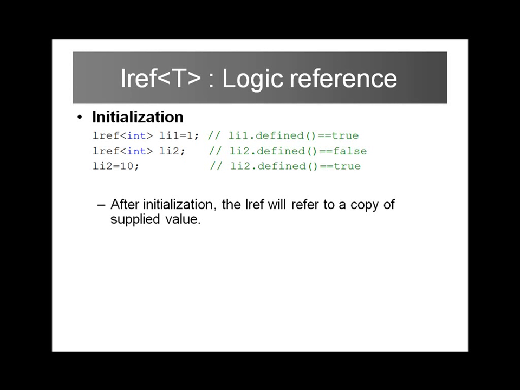So here we have initialization. It's very simple. You just initialize it along with the definition of the object, the logic reference, and what it does at this point is make a copy of the value supplied to it and keep it internally. Now, since li1 over here, which is a logic reference to an integer, has been initialized, if we invoke defined on it, it returns true, whereas invoking defined on li2 returns false because we have not supplied a value to it yet. Once we have supplied a value to it by assignment here, defined will return true.